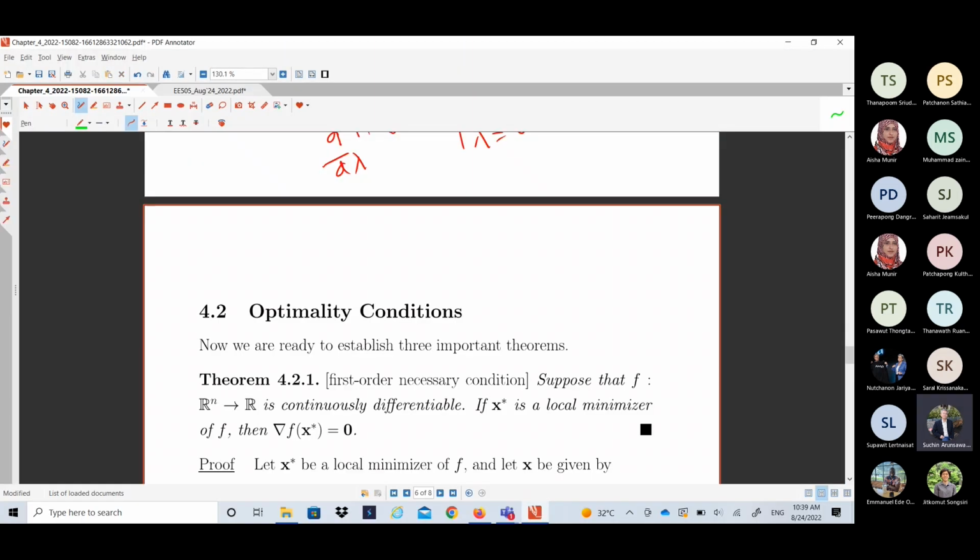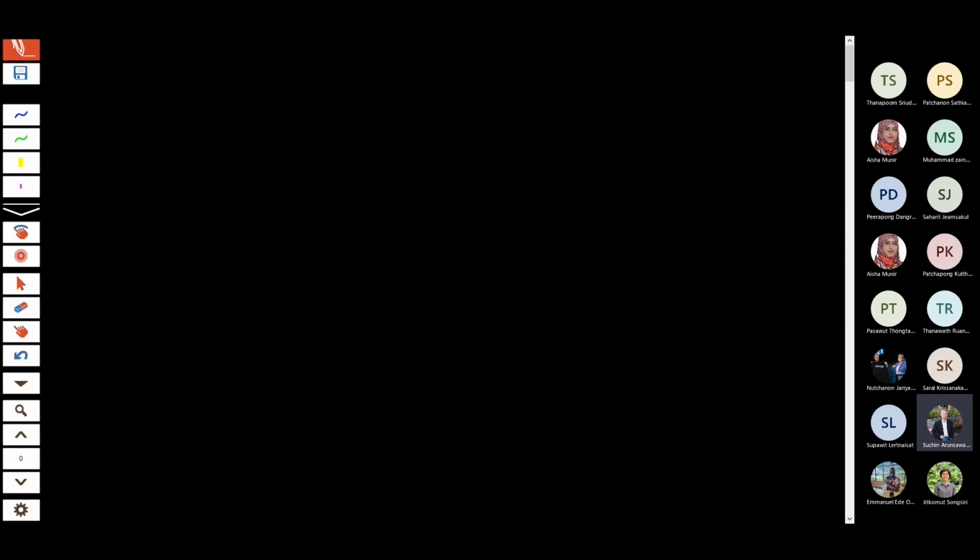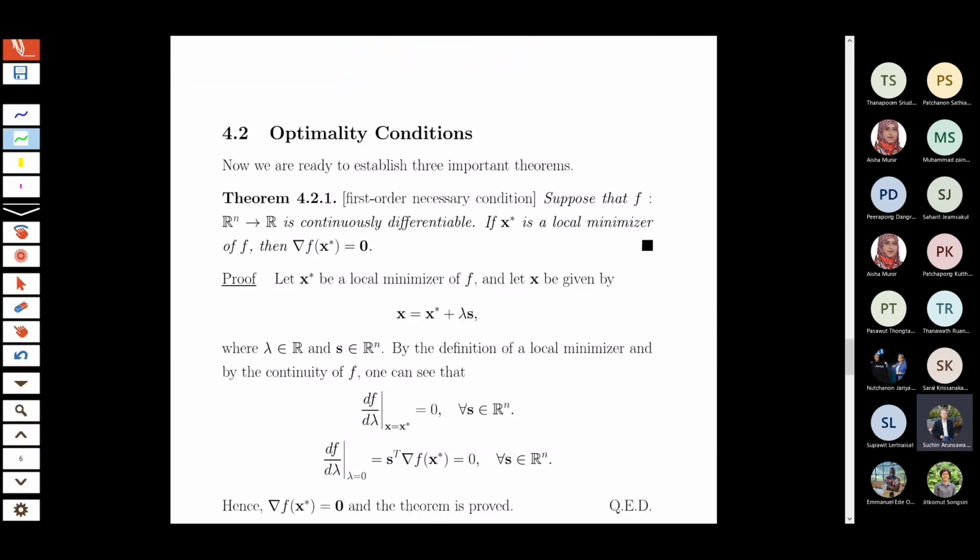Okay, now we are ready to go on. I think we still have time. Although we may not be able to finish the whole chapter here, at least we can cover some conditions. Here we establish three important theorems. The first one is called the first order necessary condition theorem. Here we consider necessary condition for optimality.